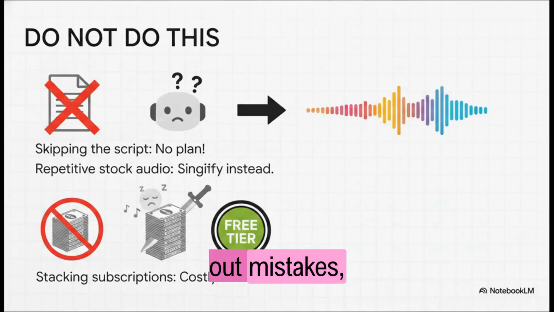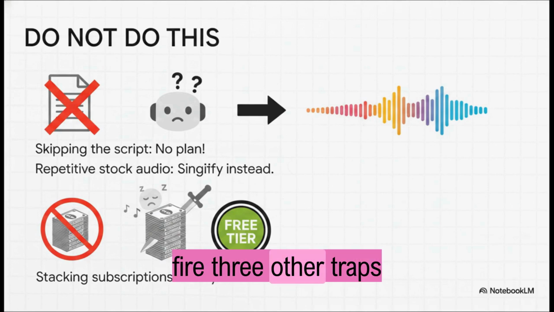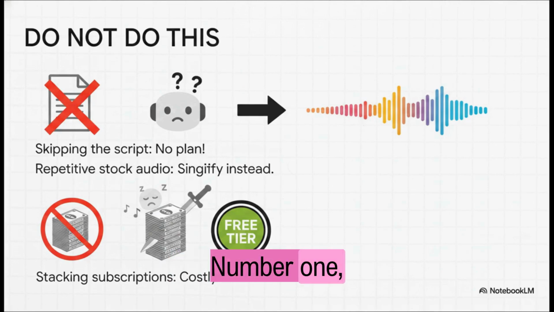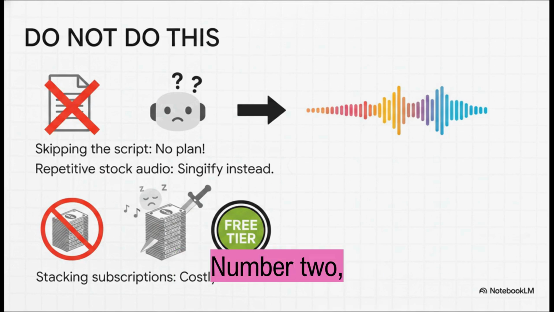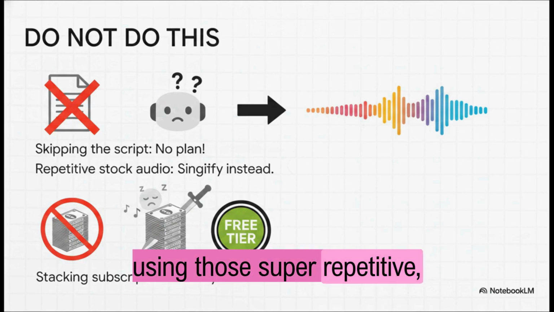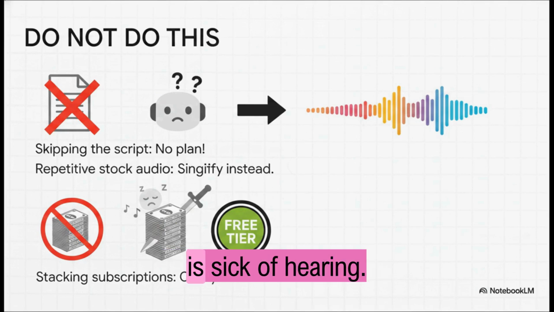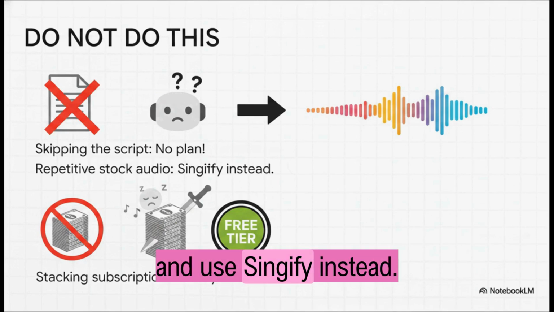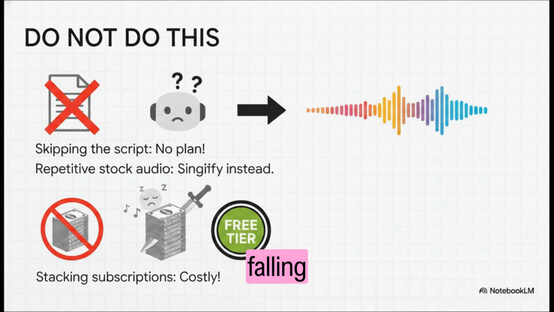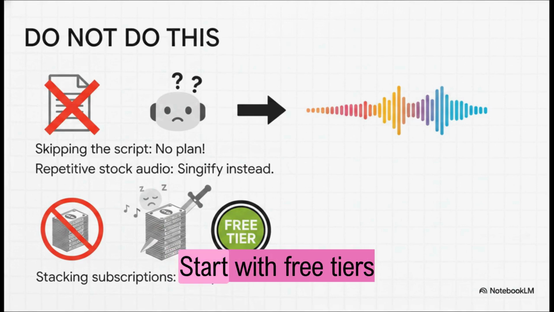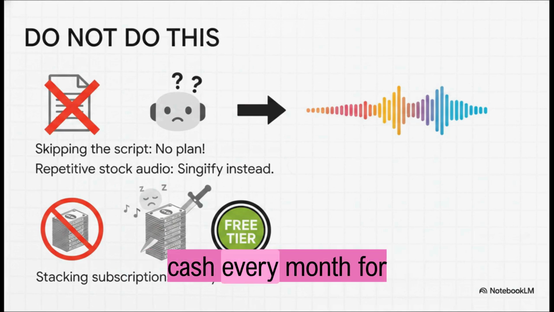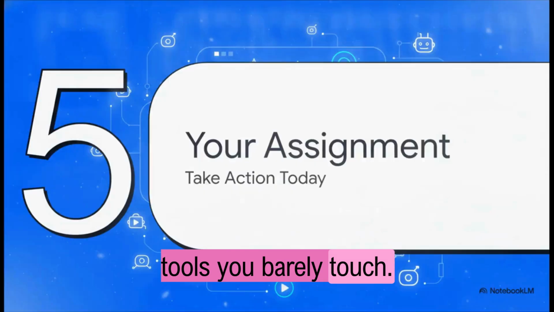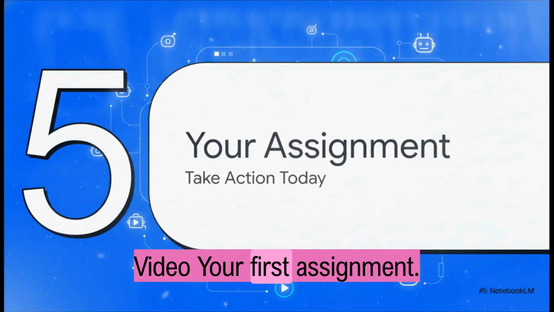And while we're ironing out mistakes, let me just rapid fire 3 other traps you've got to avoid. #1, skipping the script. AI is only as smart as what you feed it, guys. Always write a script before you prompt. #2, using those super repetitive, cheesy stock music tracks everyone is sick of hearing. Do yourself a favor and use Singify instead. And #3, falling victim to the dreaded subscription stack. Start with free tiers or one-time payments like VideoExpress, so you aren't bleeding cash every month for tools you barely touch.